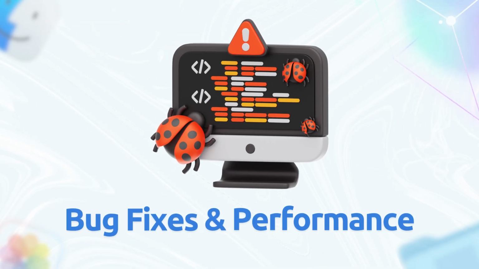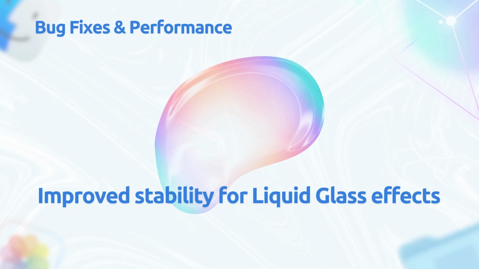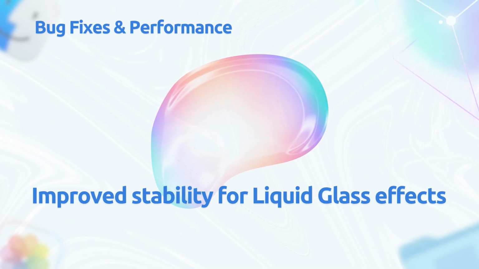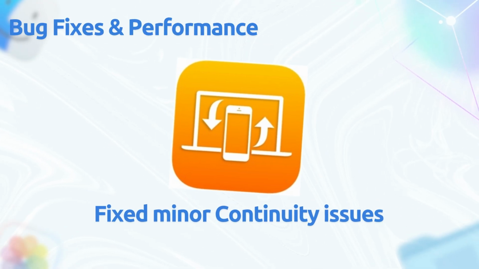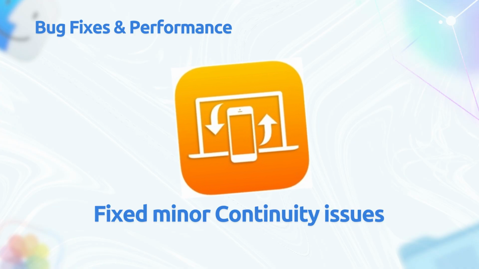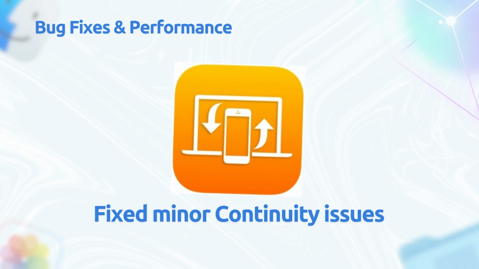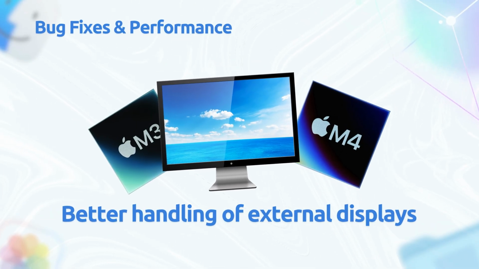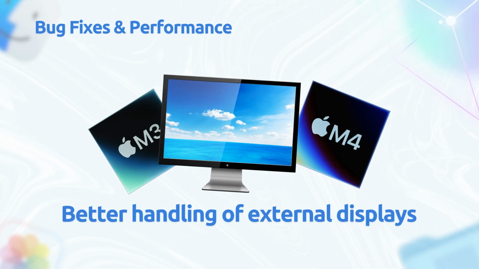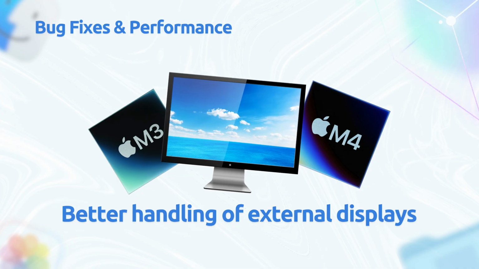Here are some bug fixes and performance details. Improved stability for Liquid Glass effects, like reduced lag and transparent menu bars during animations. Fixed minor Continuity issues with iOS 26.1 Beta 2 Handoff, like faster file sharing between Mac and iPhone. Better handling of external displays on M3 or M4 Macs, resolving flickering reported in Beta 1.